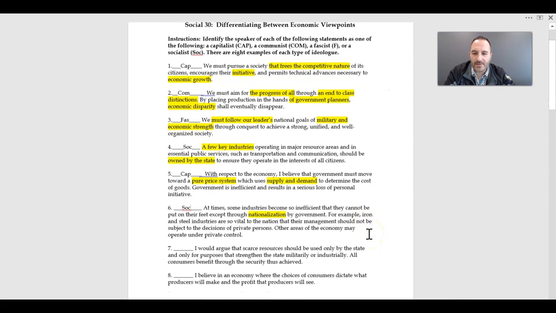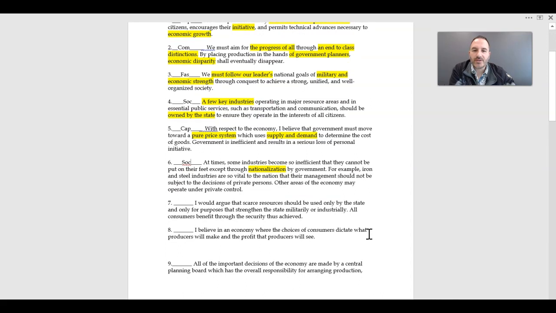All right, number 7. I would argue that scarce resources should be used by the state, and only for the purposes that strengthen the state militarily or industrially. The consumer benefits through the security thus achieved. So we, the people, benefit when the state is strong militarily or industrially. What could that be? Well, that is fascism, right?